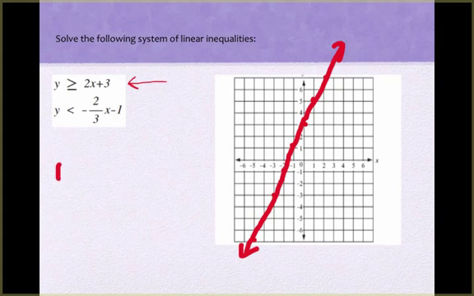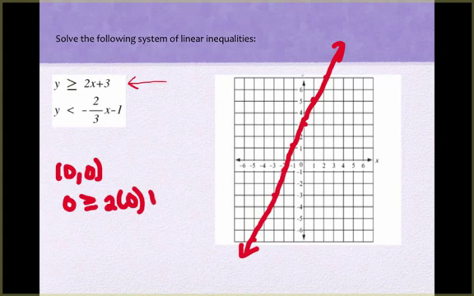So let's go back and do a test point real quick. And let's say we use the point (0, 0). So if I put in 0 for the x and the y, I get: is 0 greater than or equal to 2 times 0 plus 3? Or is 0 greater than or equal to 3, which is false. So the side of the inequality where (0, 0) is at is the wrong side. That does not make the inequality true. So we're going to shade the other side, which would be the part that's above the line. So I want to shade everything over here.